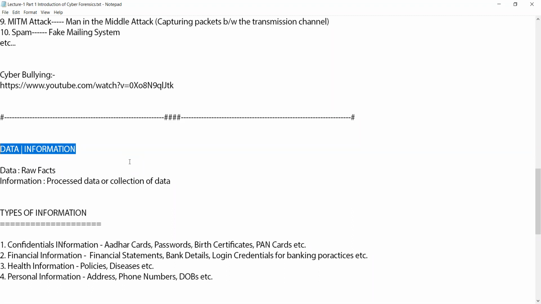So what is that financial information? Financial information is basically related to a financial statement, related to money. That includes the financial statement, bank details, login credentials, and bank practices, etc. So these are all the types of information that come under financial information.